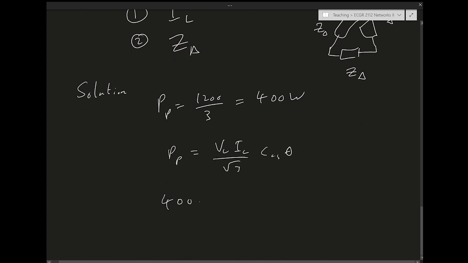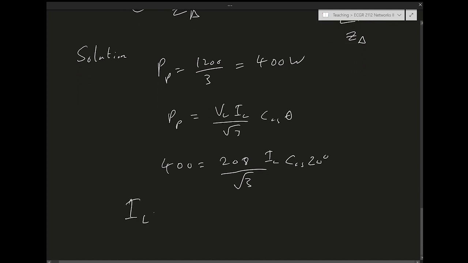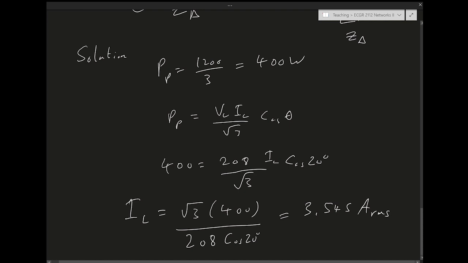So 400, VL we know is 208, over square root of 3, IL cosine 20 degrees. So that tells me that IL is going to be square root of 3 times 400 over 208 cosine 20 degrees. Put it in a calculator and you get 3.545 amps RMS. Okay, so this is the first part.